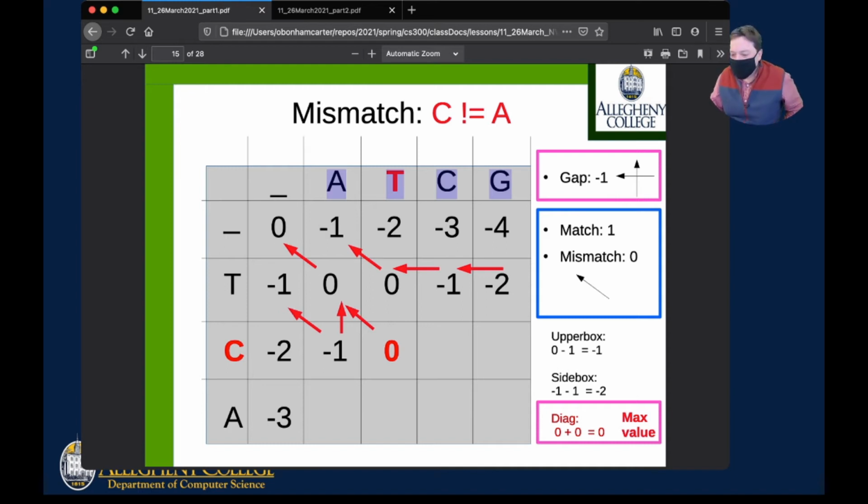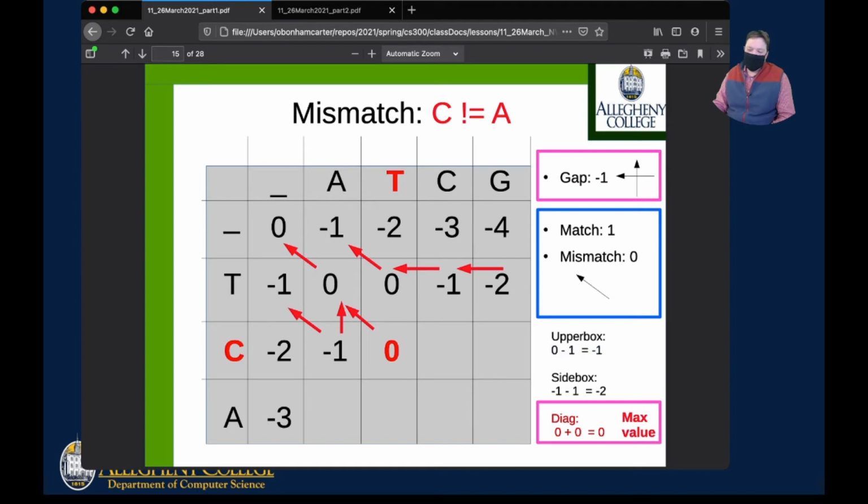So again, I'm going to check to see whether C and A are the same. They're not the same. That's a mismatch. So I'll grab my 0 right from above me. I'll put that over here in this equation. I'm going to grab my -1, which is right next to me, and I'll put this in this equation for the side box. And I can even put my diagonal value right there. So my gap is -1, and that works for the entry right above where I am. So I'm going to put this -1 here for the upper box, and I could have another -1 here for the side box. And then I'll do the equation.